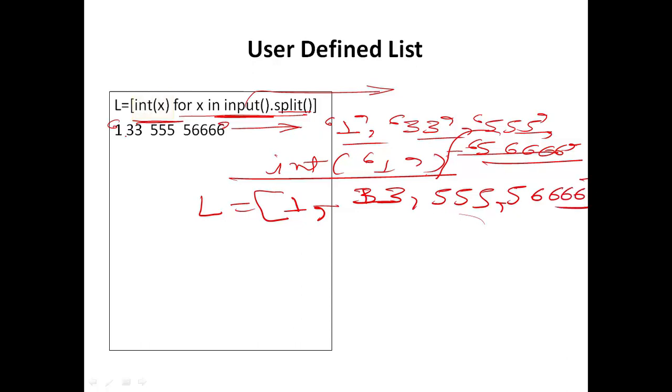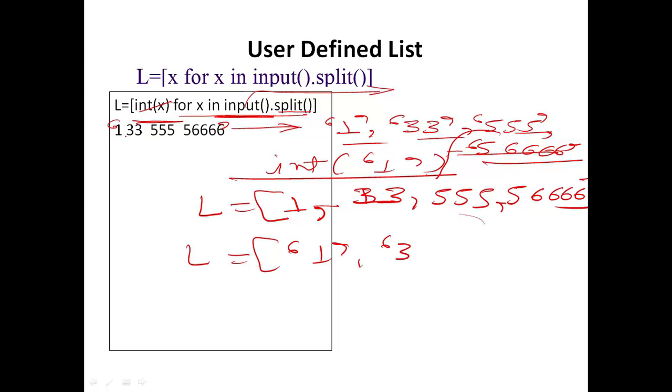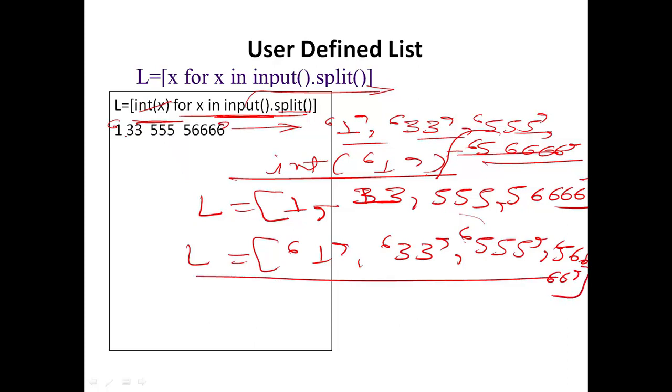Okay, so if you do not write the int statement, the answer we will get will be something like this, because the split function has just split the elements into strings. So if we need the elements as integer values, we have to typecast this value. So this is one way of creating a user defined list.